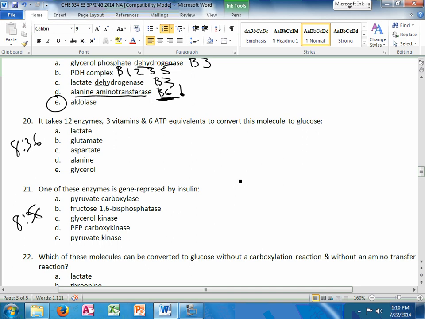Twelve enzymes, 3 vitamins, 6 ATP equivalents to convert this molecule to glucose. So slide 36 is the summary slide, so you can find it on there. Alanine is the answer. Alanine is in the pyruvate family of amino acids. I think if you look on this slide, it'll make sense of where that's coming from. This is the format he's going to ask. He might just change the numbers around and have a different answer. So make sure to be comfortable with this style. It keeps coming up over and over again.